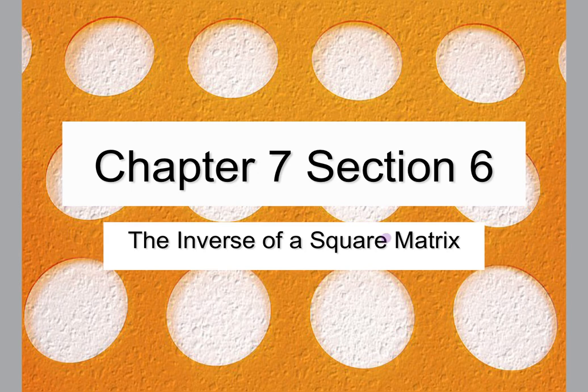The word square means same number of rows as columns. So these are only going to be done for a 2 by 2 and a 3 by 3. Everything we look at today is going to start with those. That's what a square matrix is.